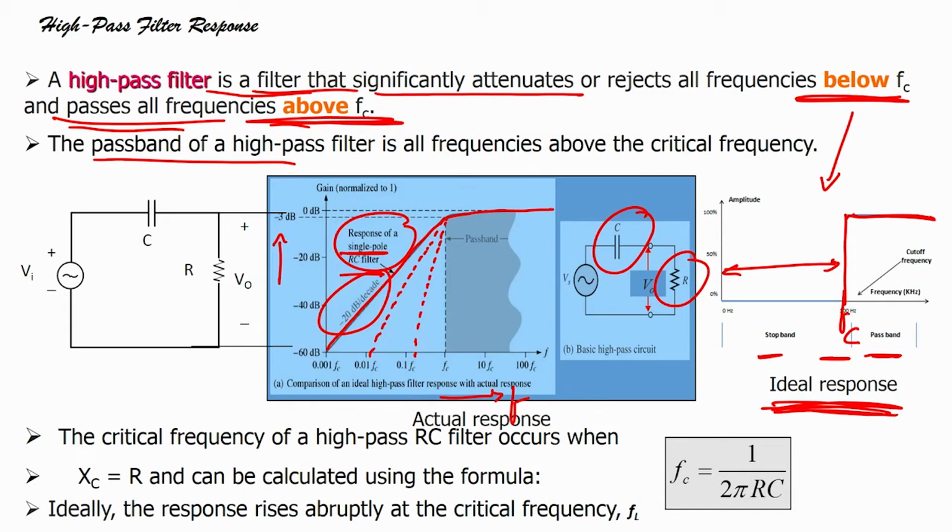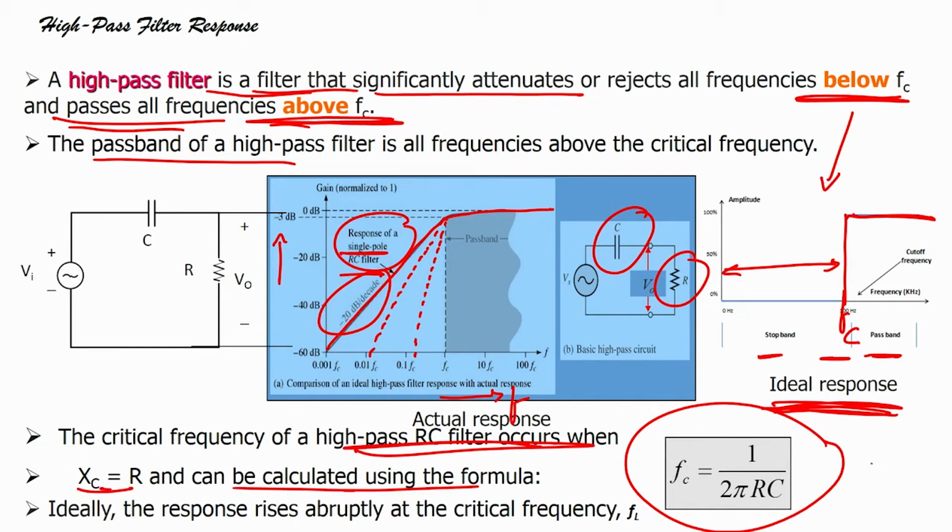Now, the critical frequency of a high pass RC filter occurs when, what is the formula? The formula is similar to your low pass filter, that is Fc equals 1 upon 2 pi RC, right. The same formula we have used for the low pass filter as well. So, this is the critical frequency formula for the high pass filter, and here Xc equals R can be calculated using the formula which is given here. Ideally the response rises abruptly at the critical frequency Fl. So, here the critical frequency would be Fl.